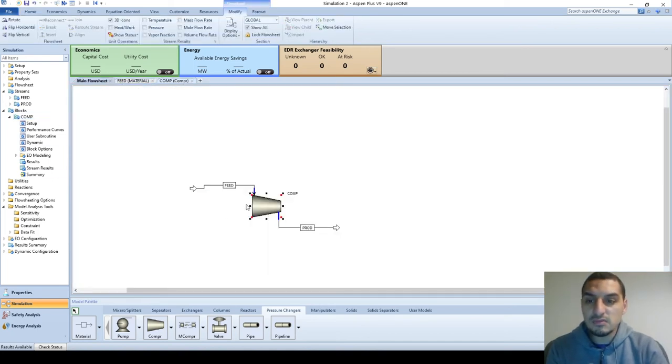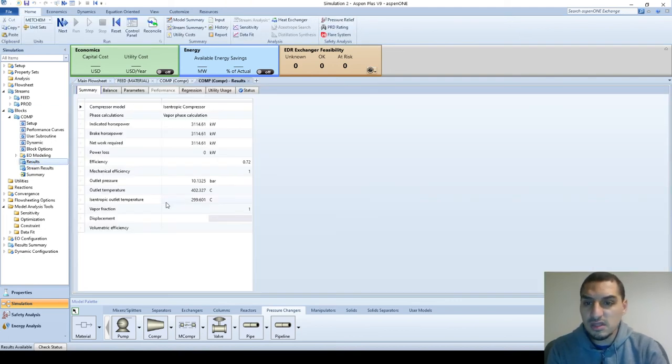And when we go to the results and see how the output is, you'd see that this is the horsepower that you need, the brake horsepower, and the efficiencies, again, it's 0.72 and 1. The outlet pressure is 10.13 bar, which is 10 atmosphere. The outlet temperature is 402 degrees Celsius. And it tells that the isentropic outlet temperature is 299.6, it's around 300 Celsius.